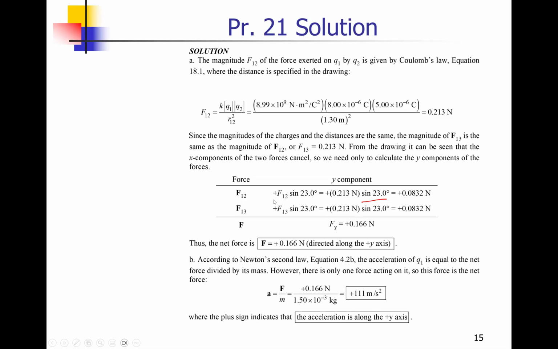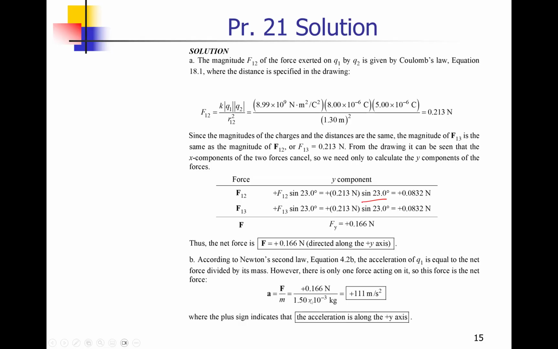So that's why we have the sine, and we double the number here. You can calculate the y component for F2 and F3, but they have the same number. So you can just calculate this one value and multiply by 2, and you are going to get 0.166 Newton. So this is the net force.